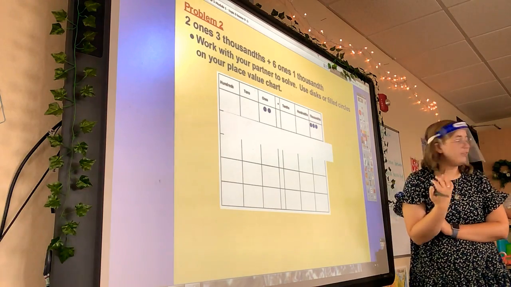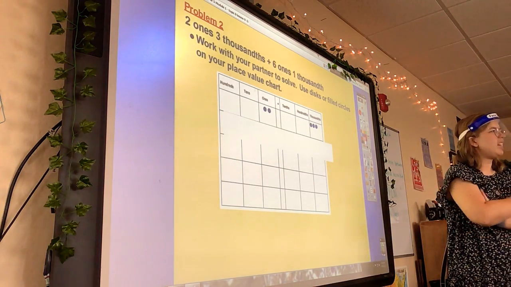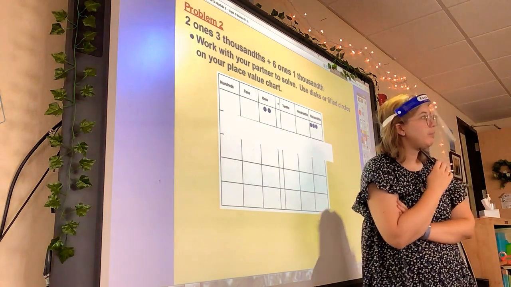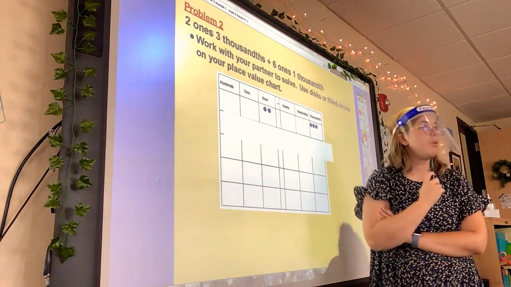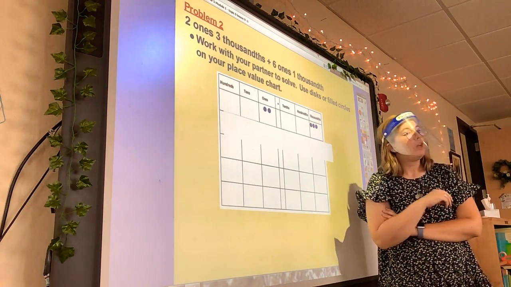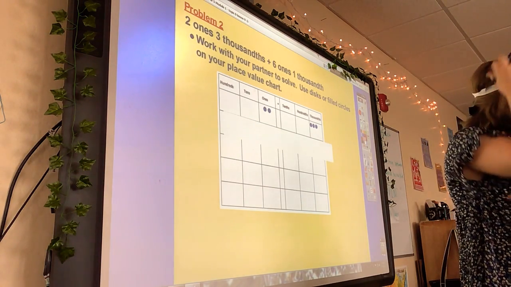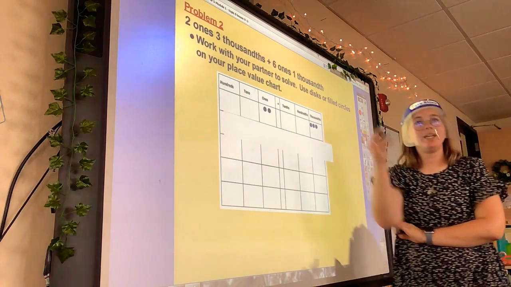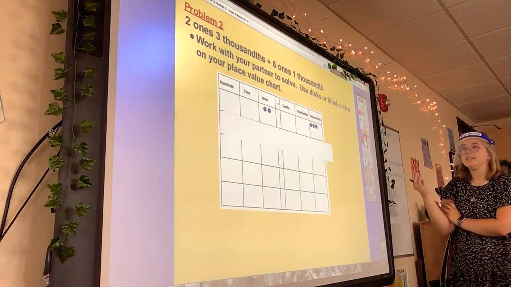Do you think we would get a different answer if we started with 6 ones and 1 thousandth? Would we? No. When I add 2 plus 3, what do I get? 5. But if I do 3 plus 2, what do I get? 5. Good. With addition, the order does not matter, even with decimals. So that's important to know. Even if we started with the other one, it's fine. But since we read left to right in English, we'll just start with what's on the left. So 2 ones, 3 thousandths.